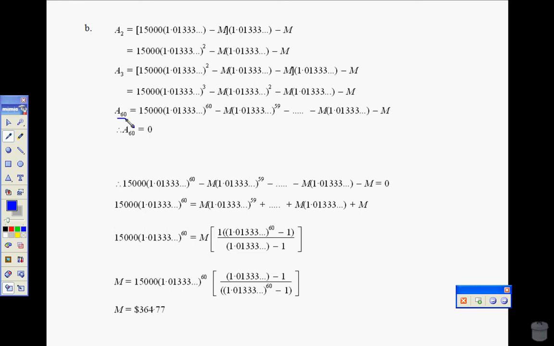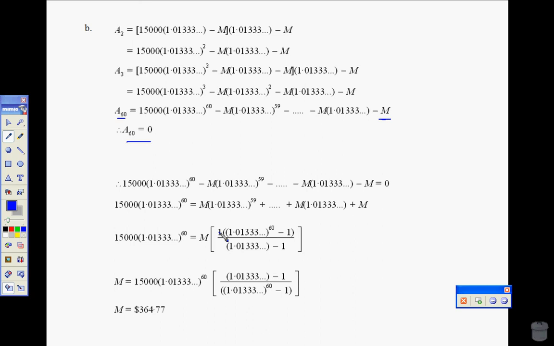So that's why we go to A60, and we have the pattern just forming: 15,000, 1 plus the interest rate to the power of 60, and then a repayment, to the power of 59. And so on, down to that last repayment, and A60 is going to be equal to 0, because she's paid off the loan. So what we do is we start rearranging it. We start with our equation for A60 equal to 0, and take all our expressions with M across to the right hand side, so they become positive.